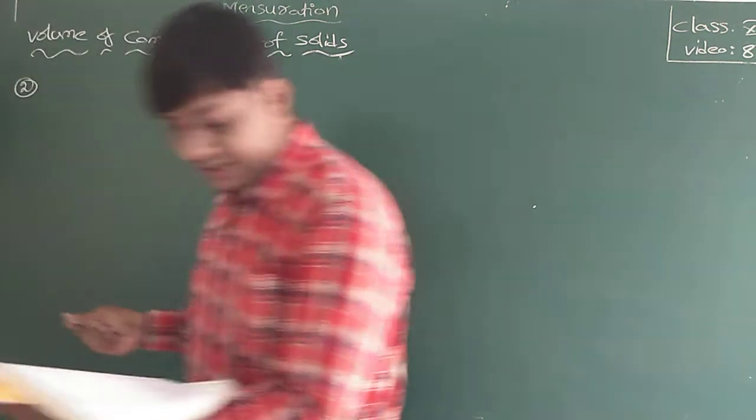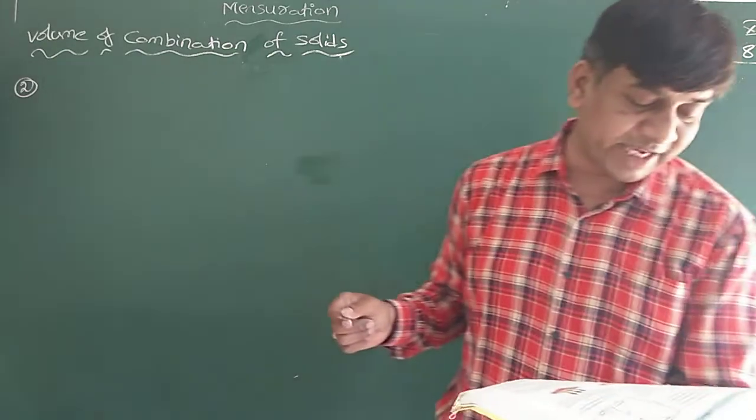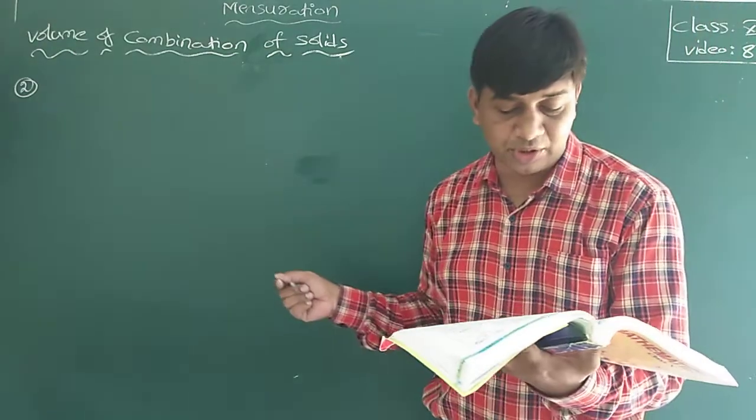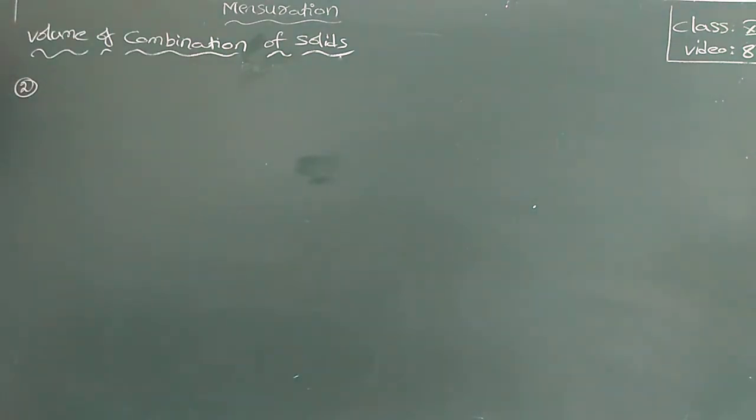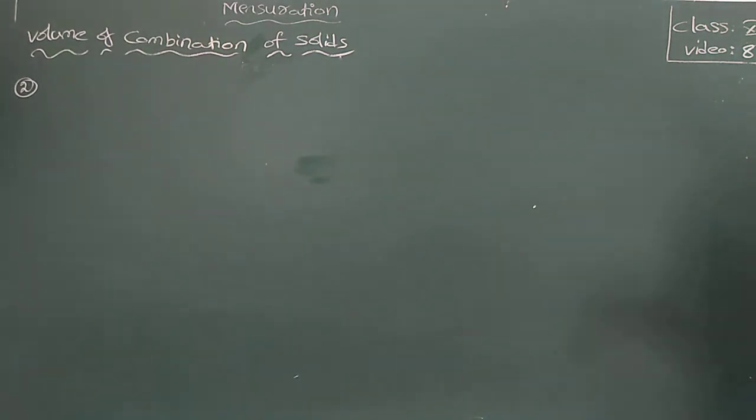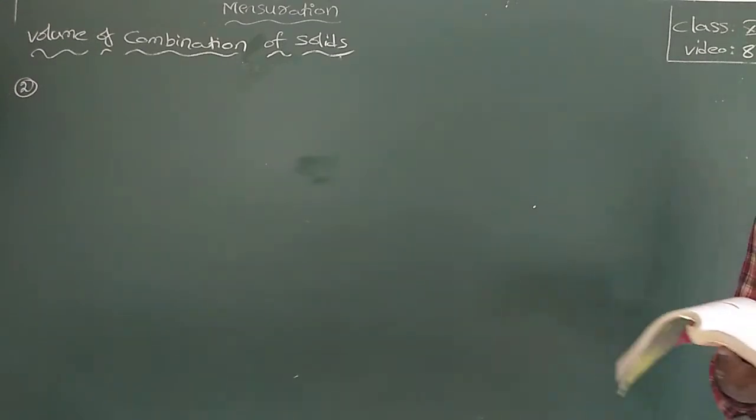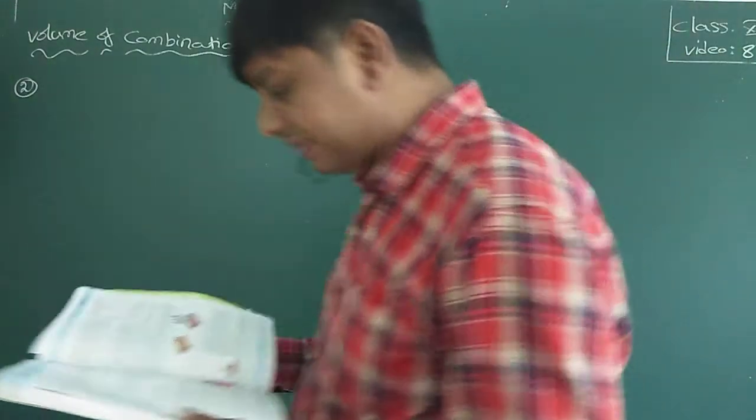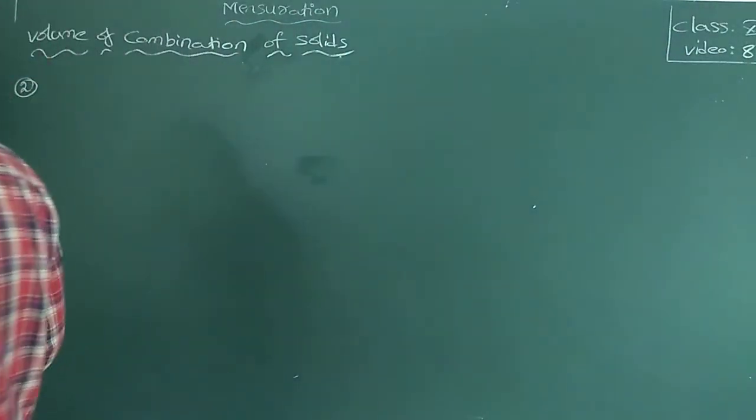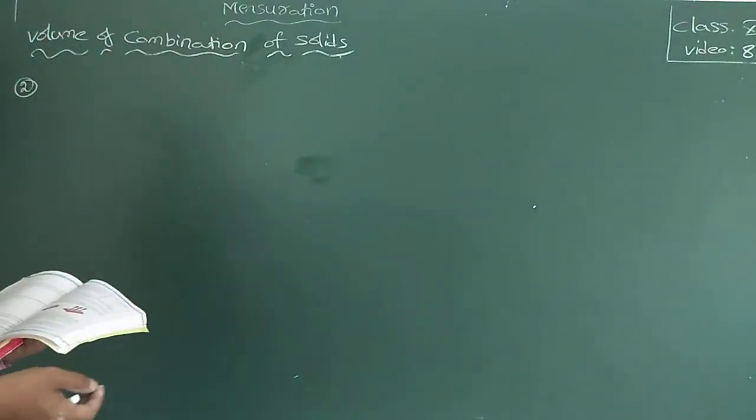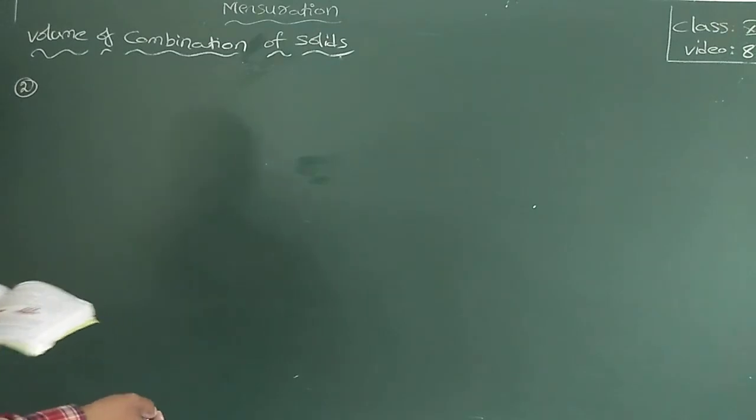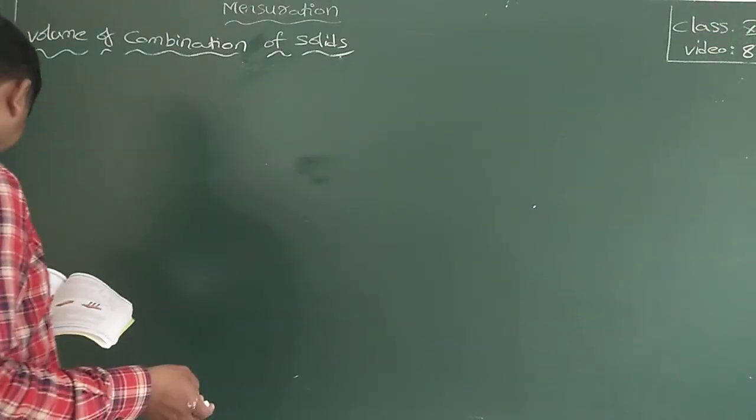The second question: a toy is made in the form of a hemisphere surmounted by a right cone whose circular base is joined with the plane surface of the hemisphere. The radius of the base of the cone is 7 cm and its volume is 3 by 2 of the hemisphere. Calculate the height of the cone and the surface area of the toy, corrected to two places of decimals.